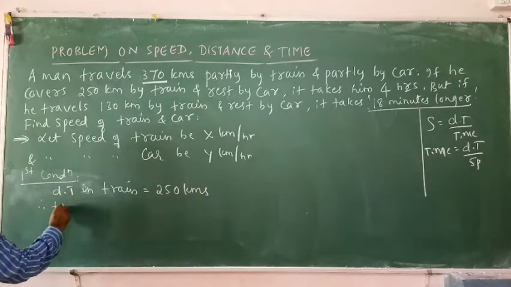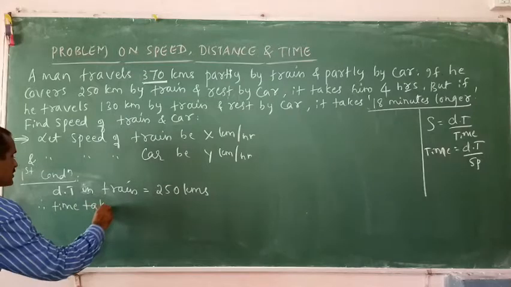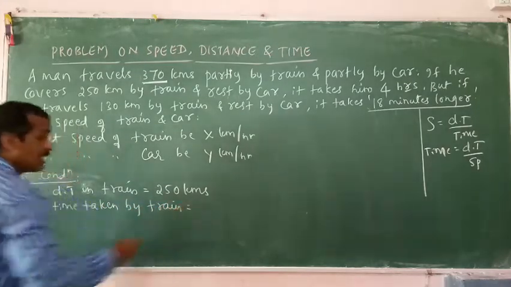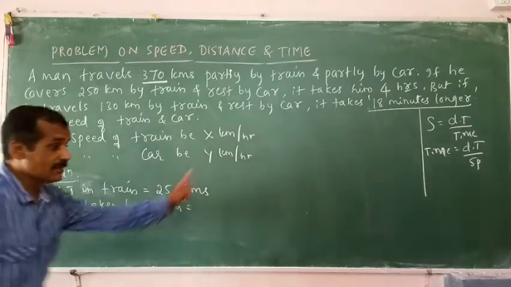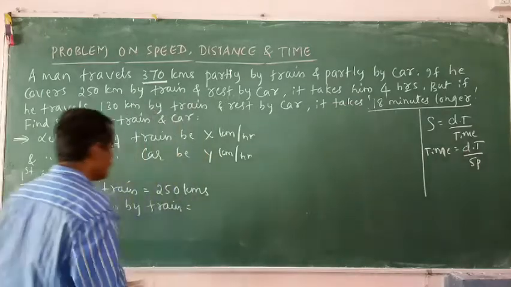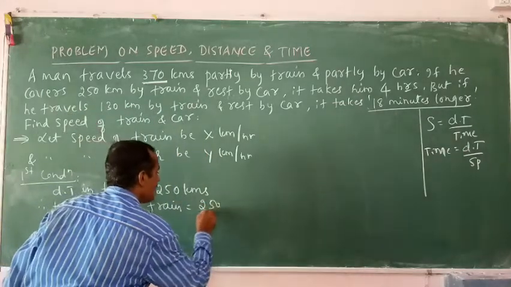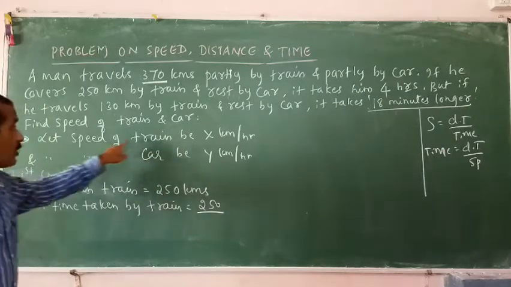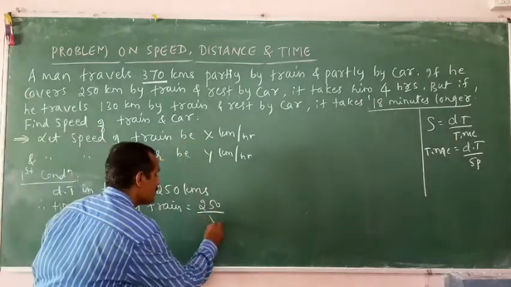Therefore, time taken by train is equal to time taken by train. Individually, we don't know how much time is taken, but we will apply the formula. Time is equal to distance traveled divided by speed. Distance traveled how much? 150 kilometers. Sorry, what is the speed? Speed of the train is x. It is 250 by x.